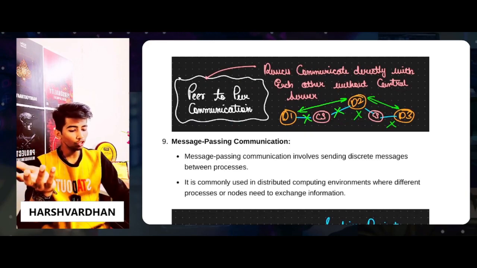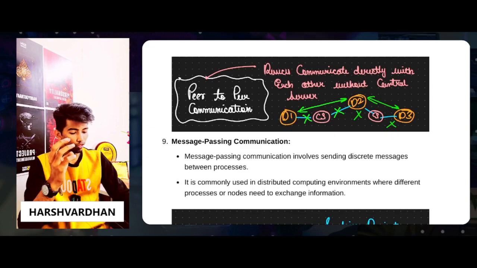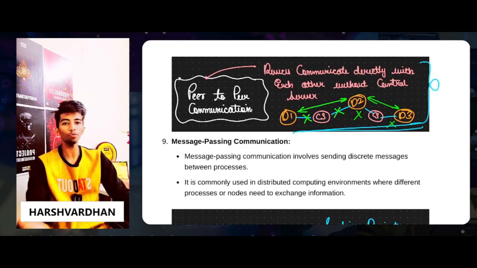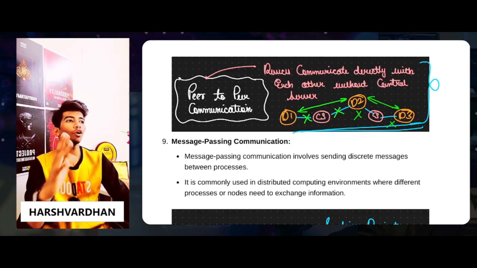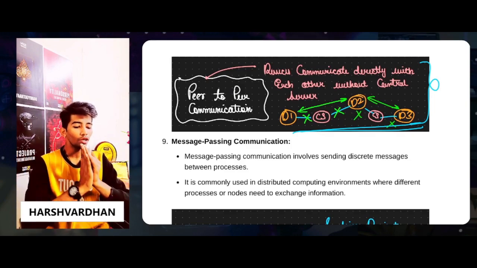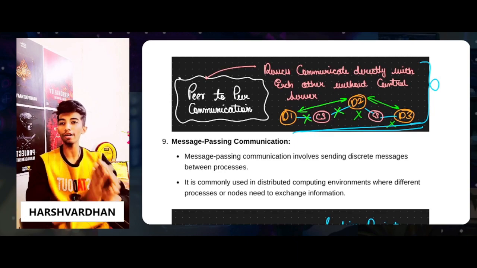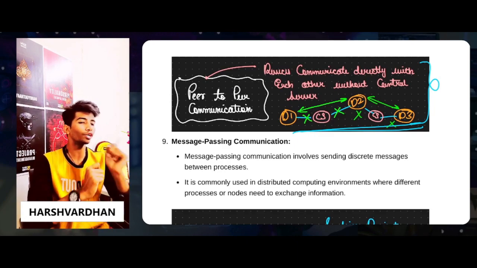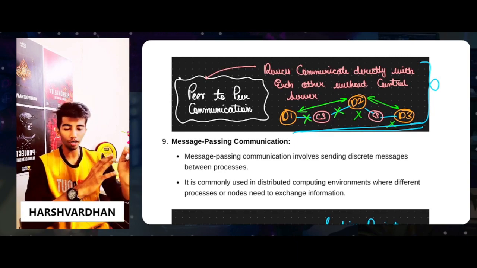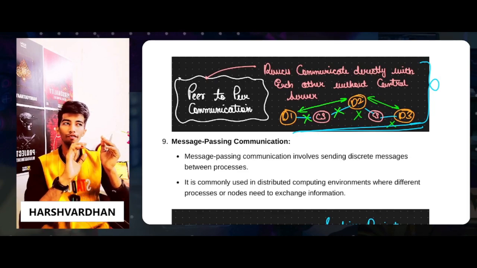Peer-to-peer communication: you are not communicating through a control server. Here you are simply communicating directly with each other. Peer-to-peer means my friends circle, a circle through which you talk. So peer-to-peer communication is a kind of communication where you communicate directly with your peer, without any control server.